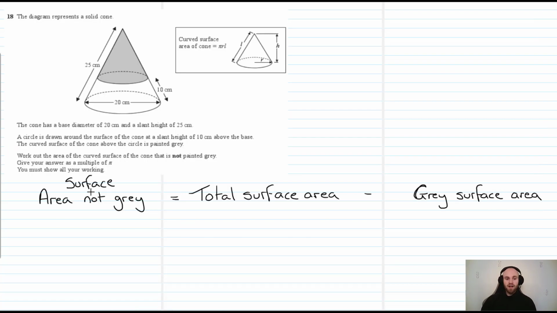So for the question, the surface area not grey is going to equal the total surface area, subtract this grey surface area right here. So we are going to use this formula, pi r L. For the total surface area, we have pi. This cone has a base diameter of 20 centimeters, so the radius must equal 10. Now we need to multiply by L, the slant height, which for this cone is 25. So we have pi multiplied by 10 multiplied by 25, and that is going to give us 250 pi.